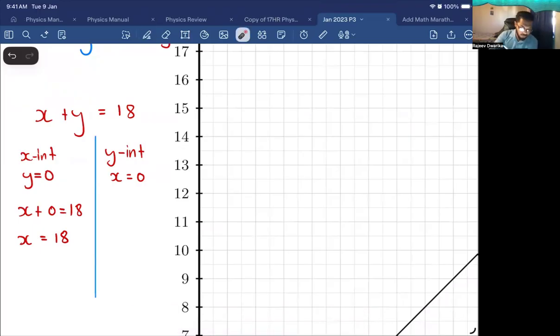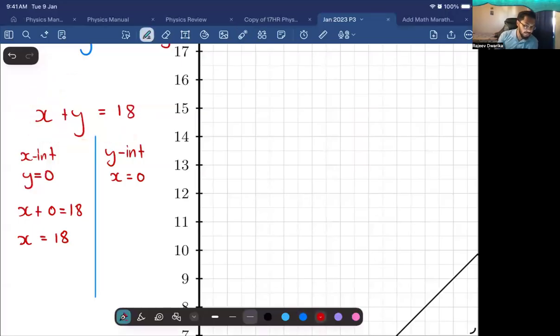Right. So anywhere I see x over here, I'm going to replace that with 0, because now we're dealing with the y-intercept. So I would write 0 plus y is equal to 18. So the y-intercept occurs when y is equal to 18.